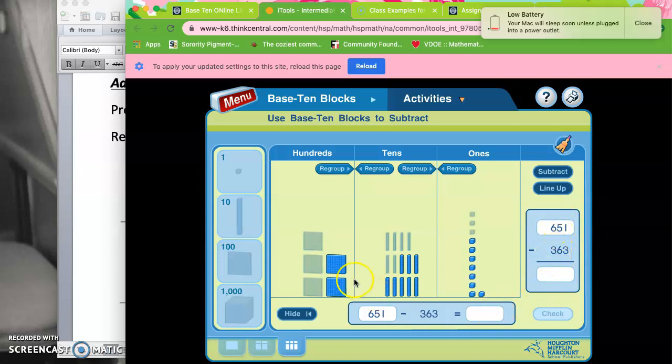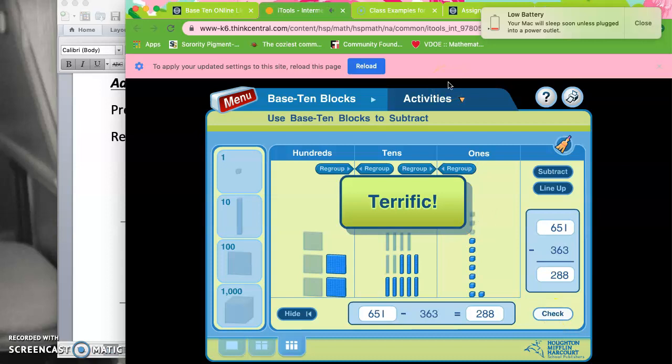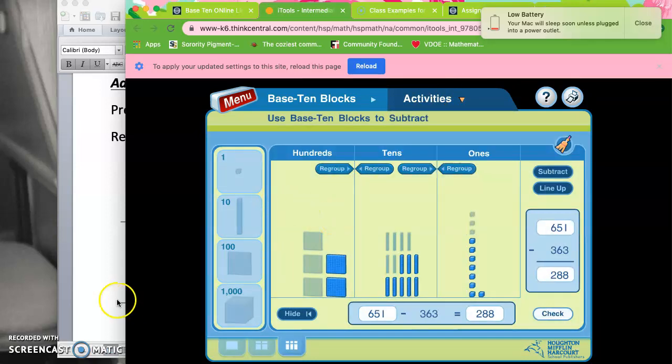So to get the answer, all we're going to do is count what's left. So we have 2 hundreds. There we go, 2 hundreds. We have 1, 2, 3, 4, 5, 6, 7, 8 tens. And 1, 2, 3, 4, 5, 6, 7, 8 ones. And we're going to check that. And that's how you do addition and subtraction problems by using online base 10 blocks.